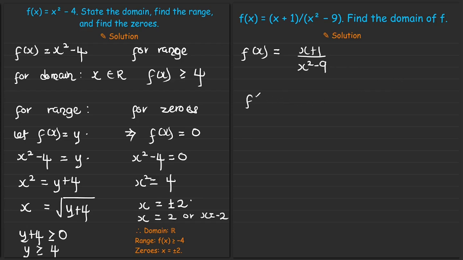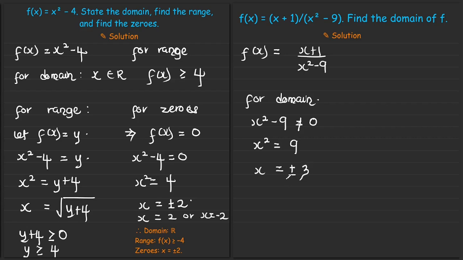So for the domain, our denominator must not be equal to 0. So we have x squared minus 9 shouldn't be equal to 0. Then we make x the subject. So we have x squared being equal to 9. If we find the square root of both sides, we have x being equal to plus or minus 3.